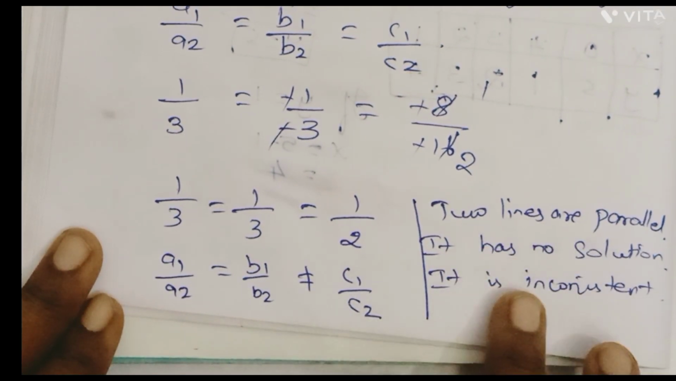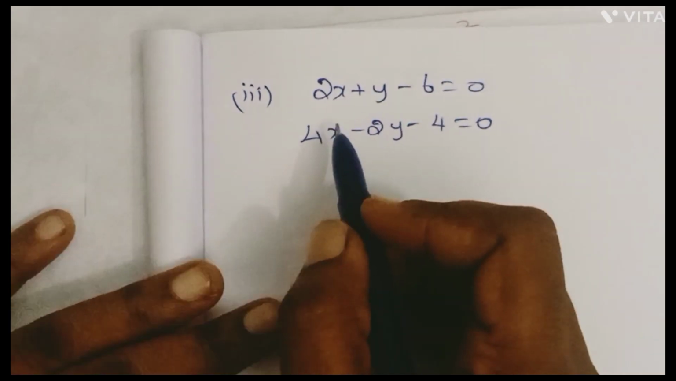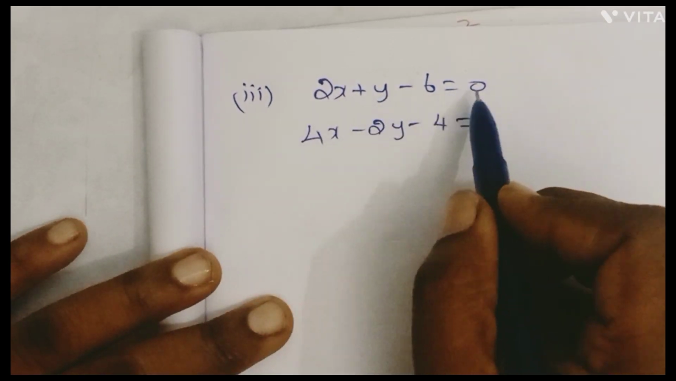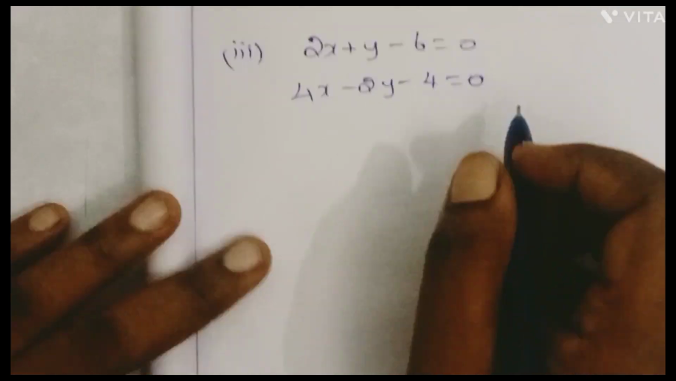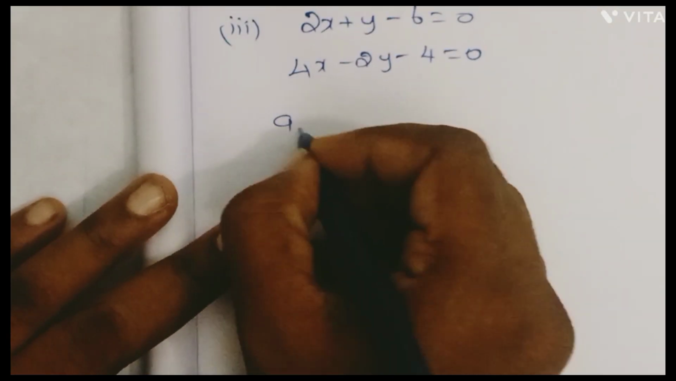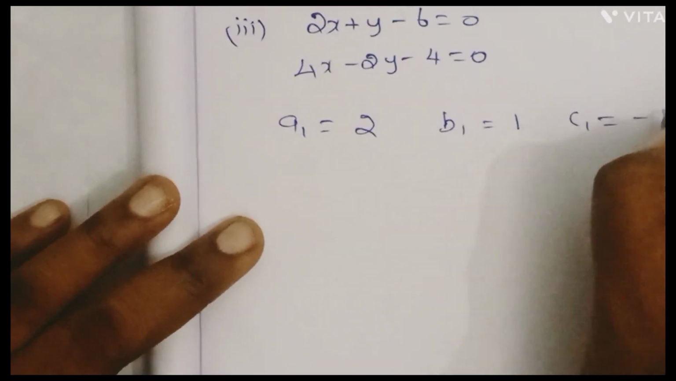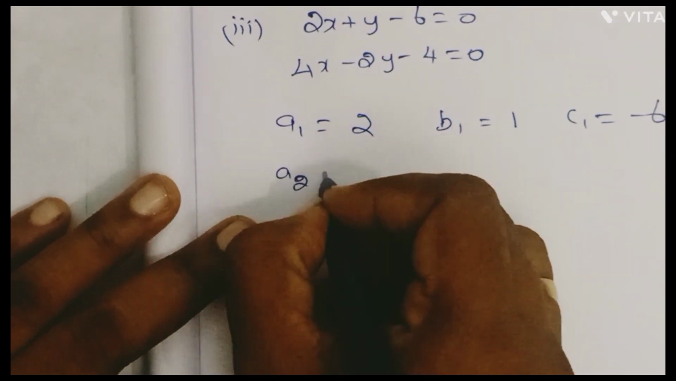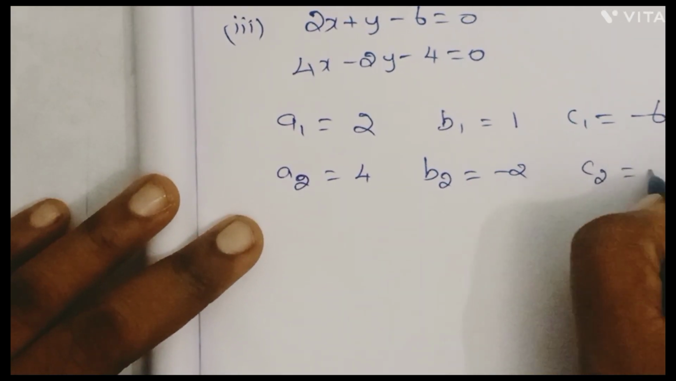If it is not consistent, that is if we obtain inconsistent, we can stop with this. Next, third subdivision, 2x plus y minus 6 is equal to 0, 4x minus 2y minus 4 is equal to 0. So here a1 is equal to 2, b1 is 1, c1 is minus 6, a2 is 4, b2 is minus 2, c2 is minus 4.